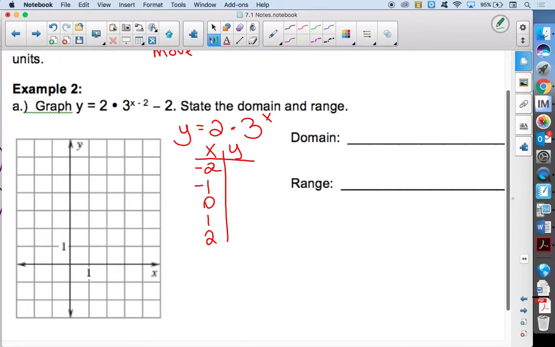So when you plug in those numbers, you have 3 to the negative 2, which is really taking 2 times 1/9. So the negative exponent bumps it to the bottom. 3 squared is 9, so now it's 1 over 9, or 2/9. So 3 to the negative 1 is 1/3. So 2 times 1/3 is 2/3.